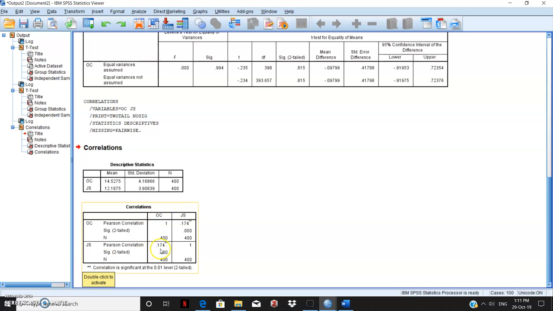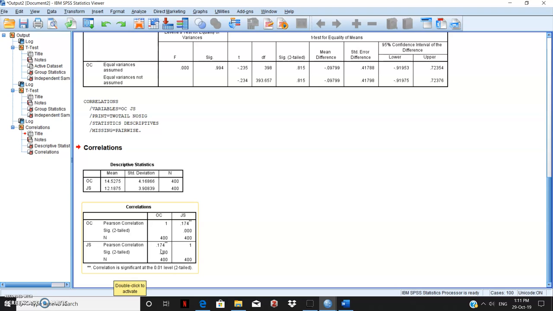It is 0.17 and there is a double star. A double star, as given here, is significant at the 0.01 level. So sometimes it will show a single star or it will show a double star. But just check this value and whether it is significant. Of course it is significant because it is less than 0.05. So this is how your correlation values should be calculated on the SPSS.